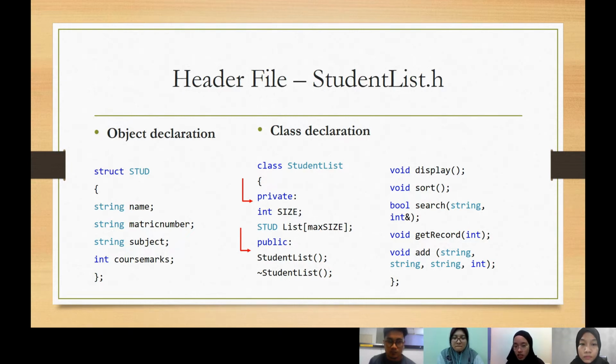For the class declaration, we name it StudentList, with access specifiers private and public. For private, we have integer size and student list. Public members can be accessed by other members of the class. We have a constructor and destructor of StudentList, void display, void sort, bool search, void getRecord, and void add.